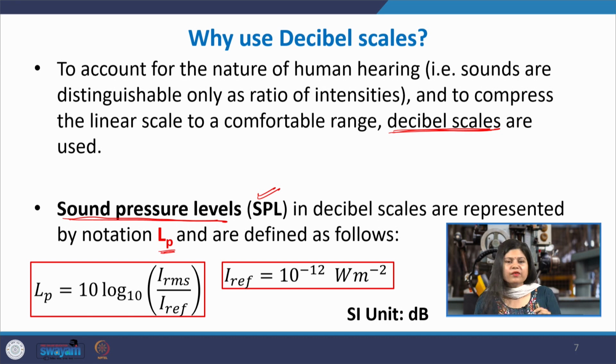So, obviously, where will this scale begin? The absolute hearing is at I reference. So, 10 log 10 of I reference by I reference would be 0, it is log 10 of 1. So, the scale starts from 0. SPL at 0 means it is the beginning of your hearing, the threshold at which hearing begins for a healthy human ear. And then you get various other levels. You represent the units of this sound pressure level as dB, which is a short form of decibel.